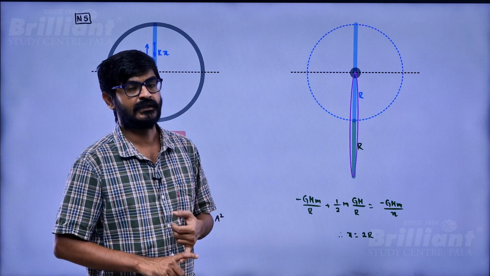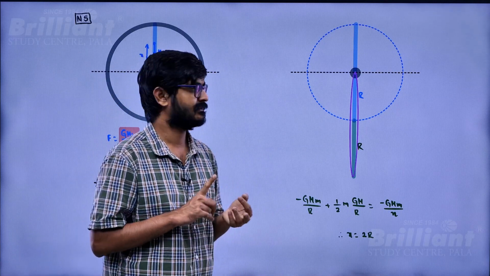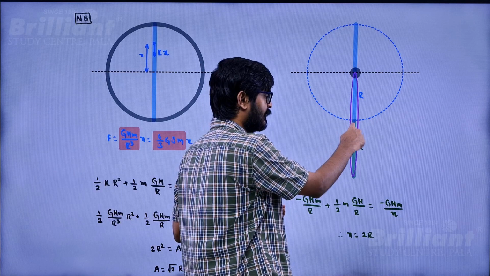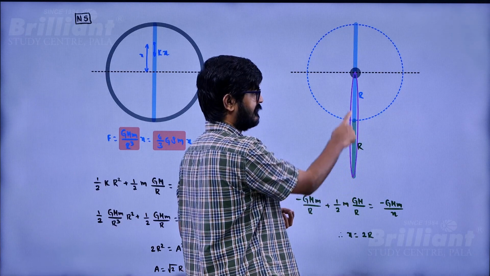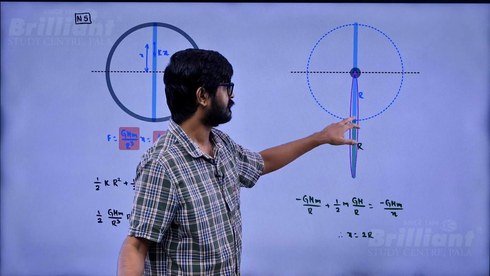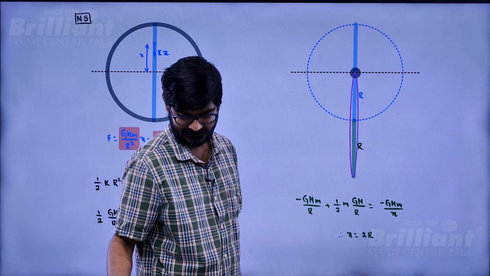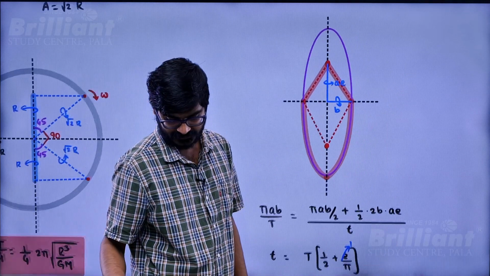So you will be calculating the total energy. From there you will get the major axis. Once you get the major axis, you will understand it will go to a distance of r, stop, and come back. Anyway, that much you can manage. So now we need to calculate the time taken for this. That is what we are trying to visualize this way.